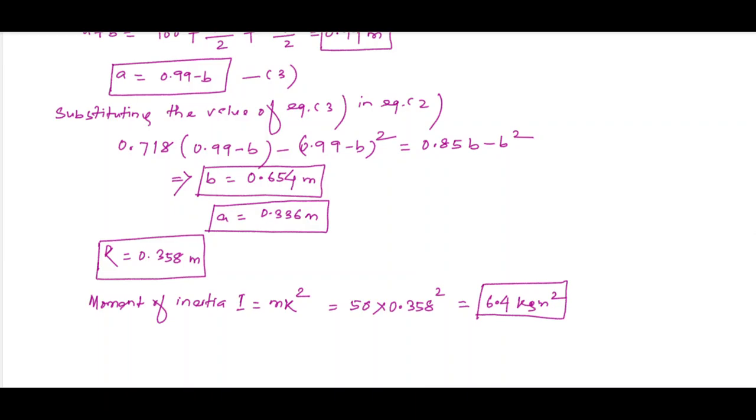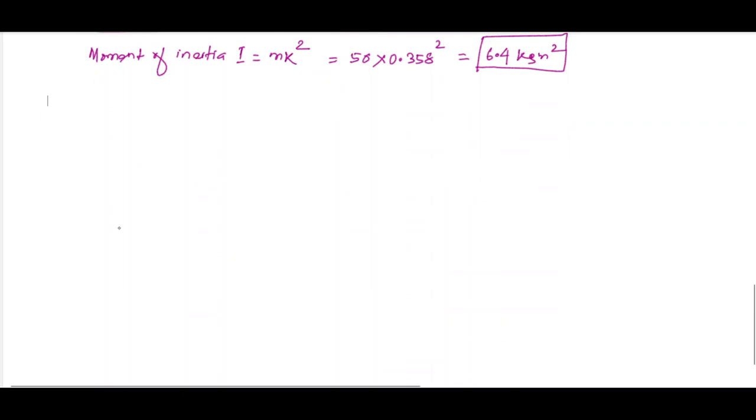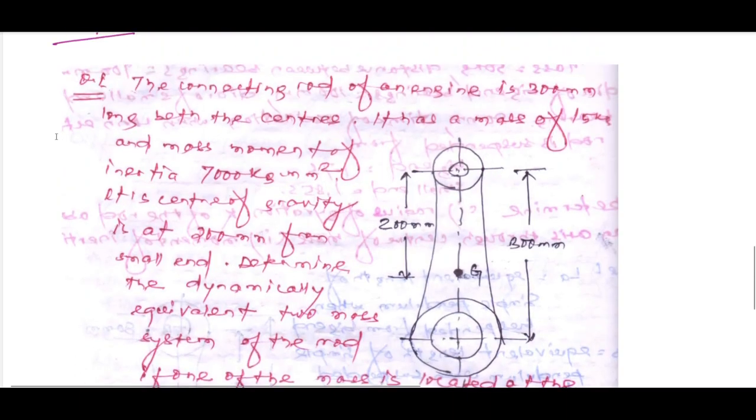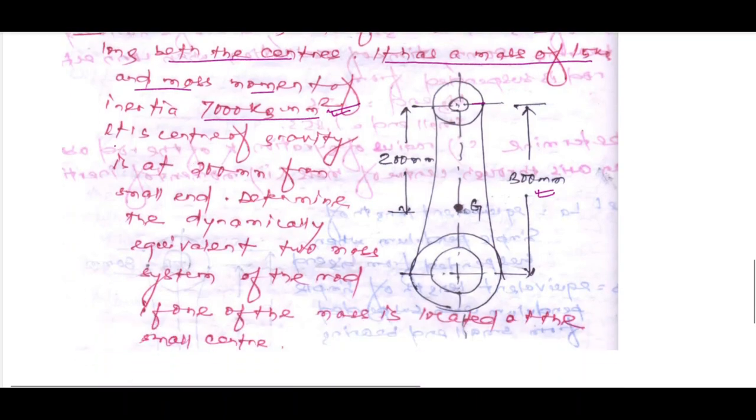Now let's say I will take another question, example 2. The connecting rod of an engine is 300 mm long between the centers. So from here to here it is 300. It has a mass of 15 kg and the mass moment of inertia is 7000 kg mm square. Remember this unit here. Its center of gravity is at 200 mm from the small end. So from the small end, point G is at a distance of 200 mm here.